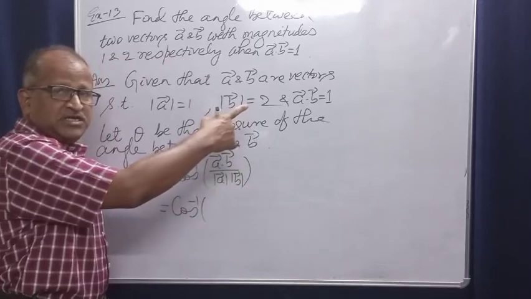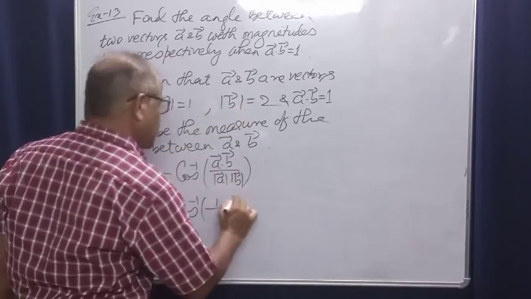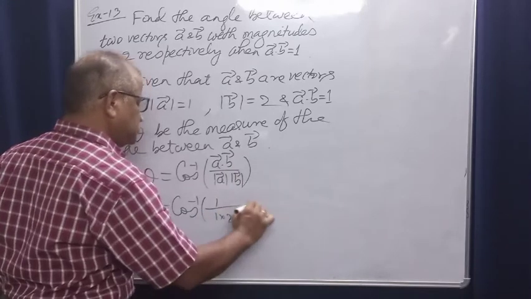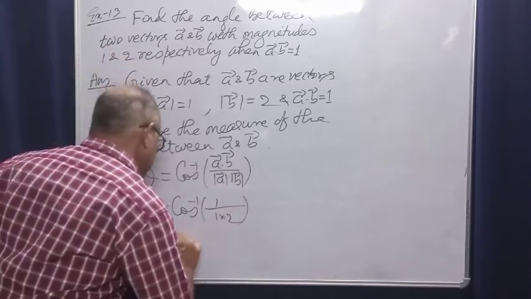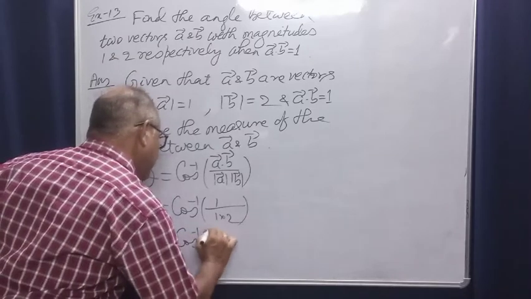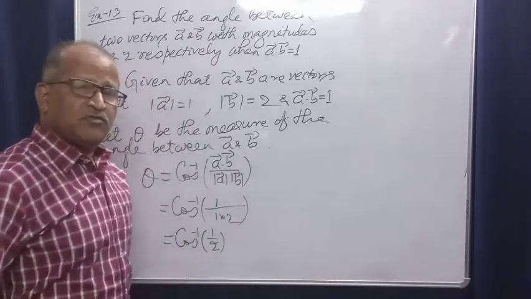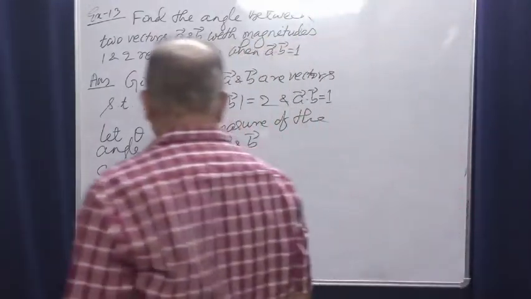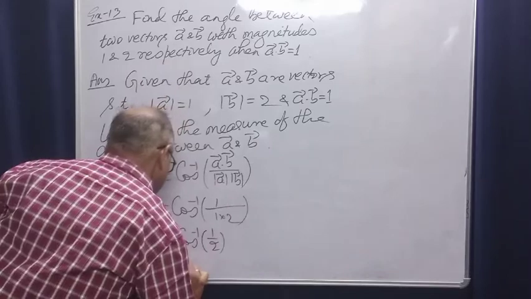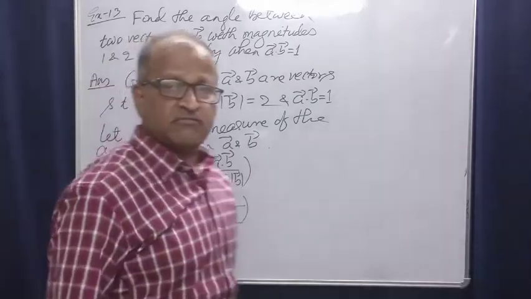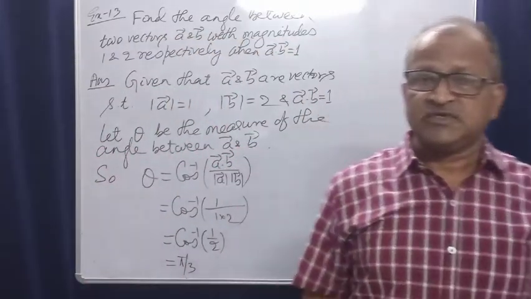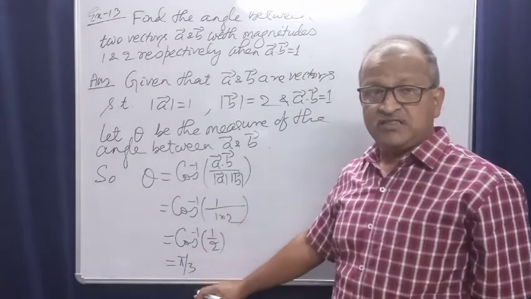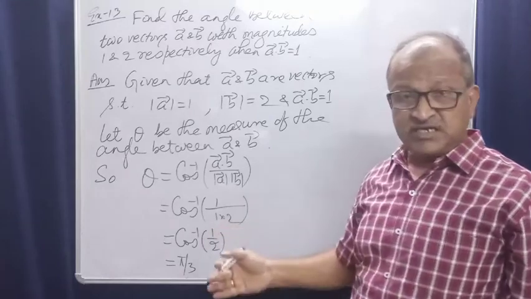It is given, a dot b is 1. Magnitude of a is 1. Magnitude of b is 2. That means it is cos inverse of 1 by 2. What is cos inverse of 1 by 2? It is 60 degree or pi by 3. So the measure of the angle between the two vectors is pi by 3 or 60 degree, right?